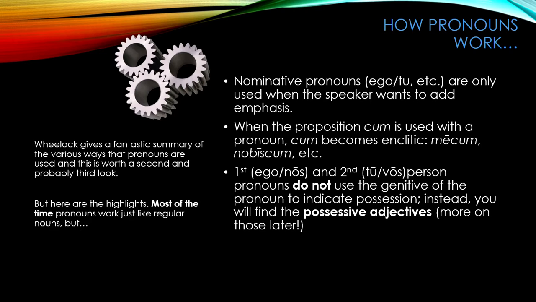However, is, ea, id in the genitive can be used for possession. Therefore, his wife would be uxor eius. Their book would be liber eorum.